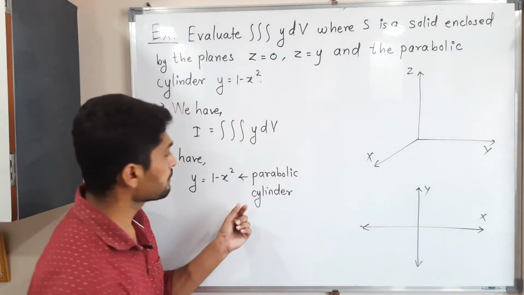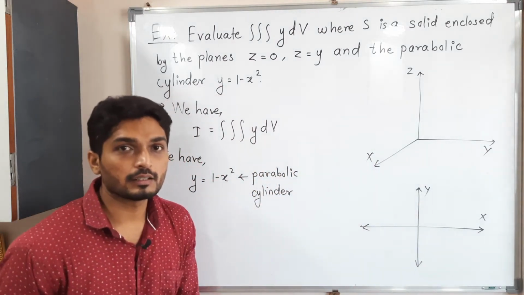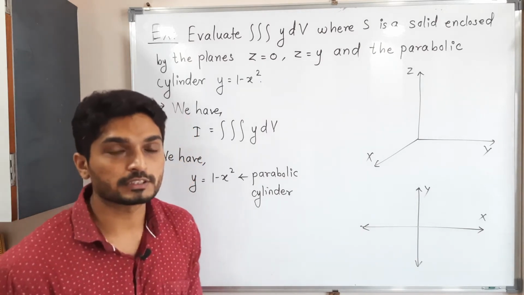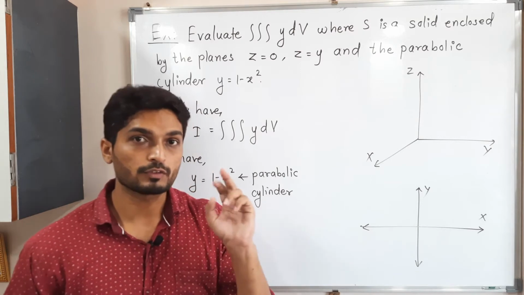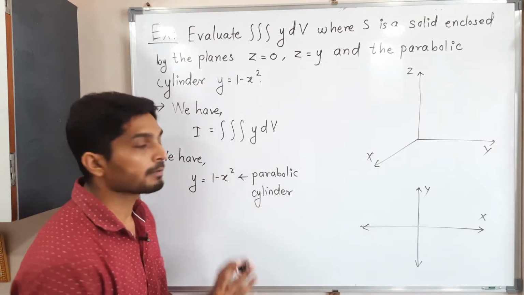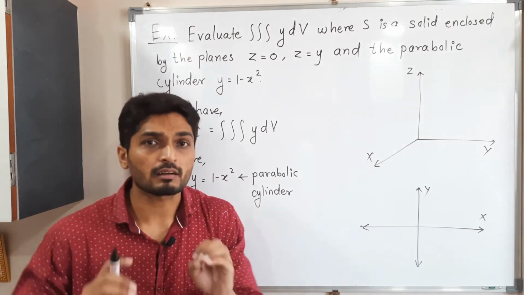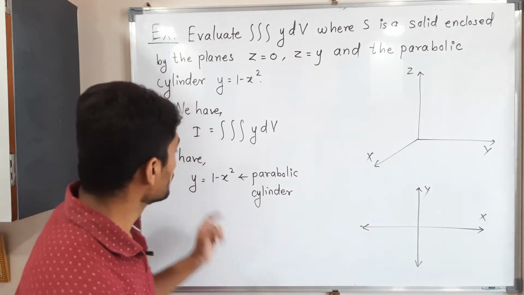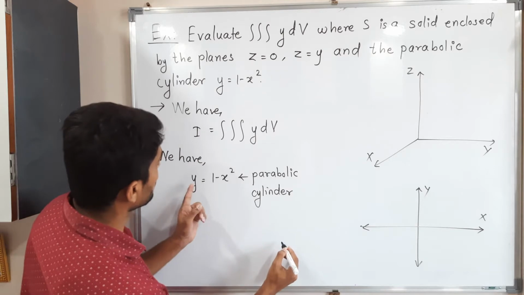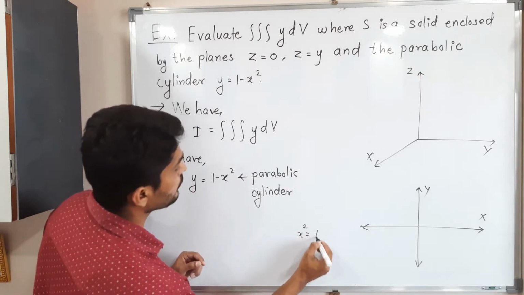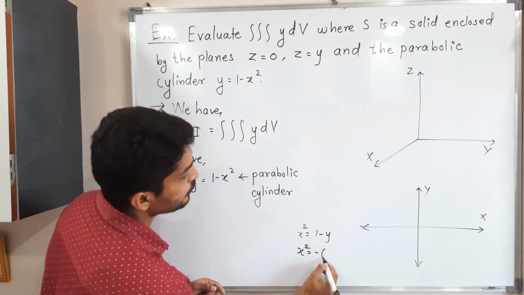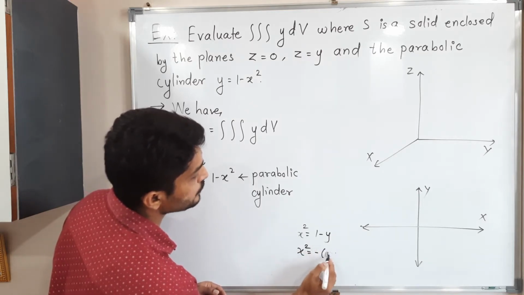This is a parabolic cylinder, but in 2 dimensions you know that this is the equation of a parabola. I will do many things roughly, and after that we will draw the diagram. We can write x square is equal to 1 minus y. That means x square is equal to minus of y minus 1.